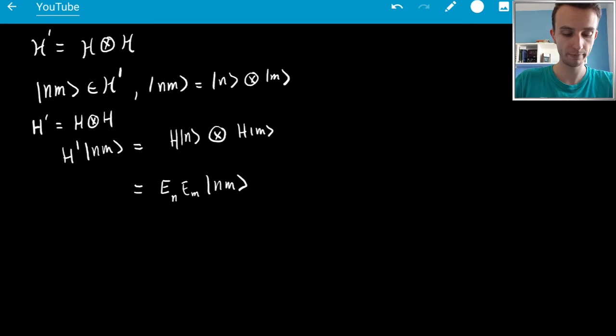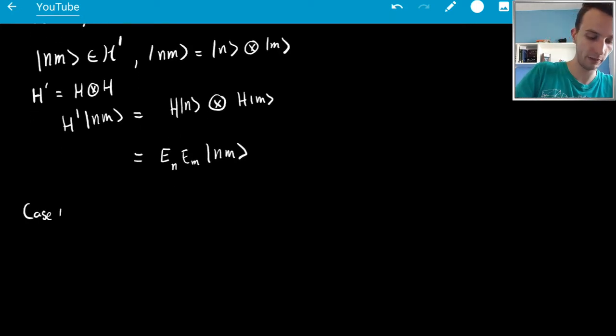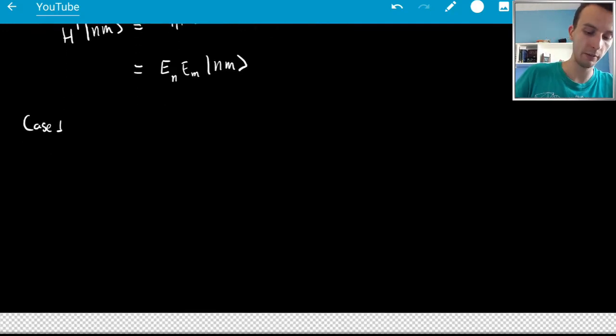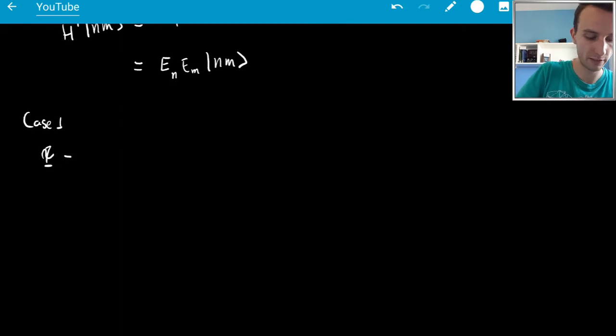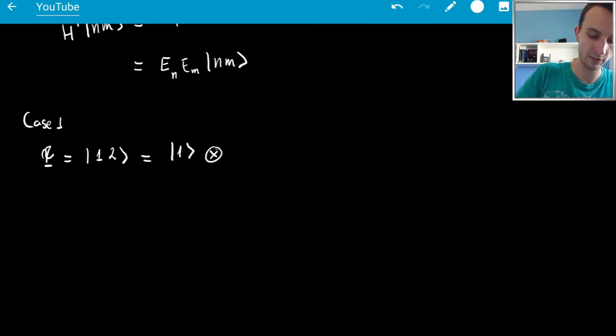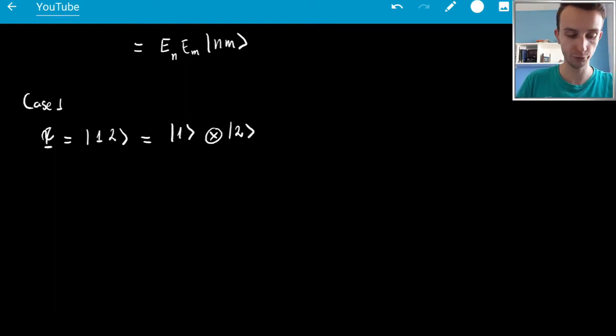Okay, cool. So now I want to consider 3 cases. So case 1, whereas case 2 is kind of the same as case 1, but let's say it like this. Case 1, psi is equal to nm, and I'm going to write 1, 2. So n equals 1, m equals 2, right? So psi is equal to 1, 2, and don't forget that we can write this like that. Psi is 1, 2. It's 1 tensor 2.